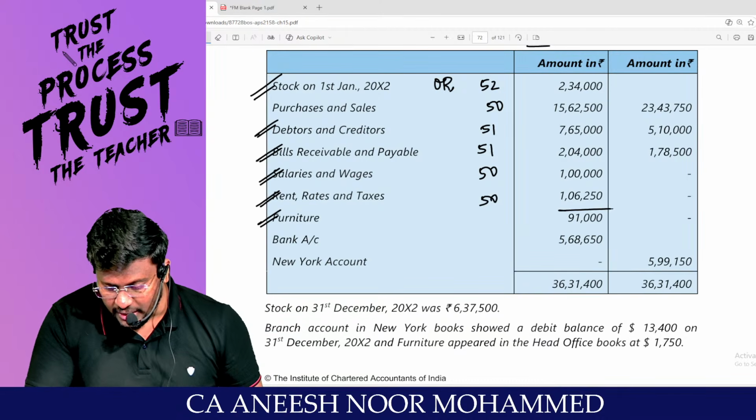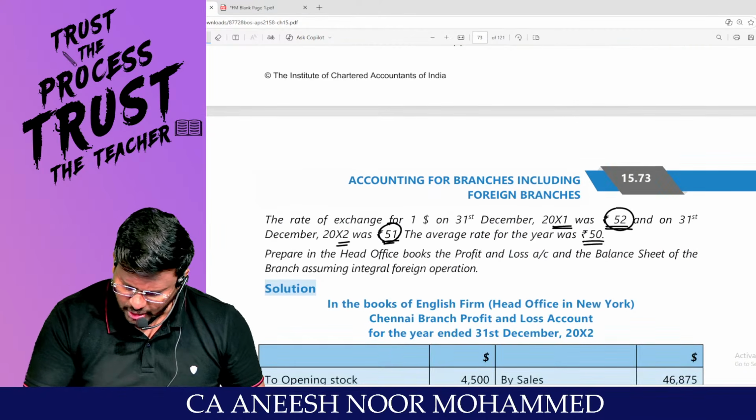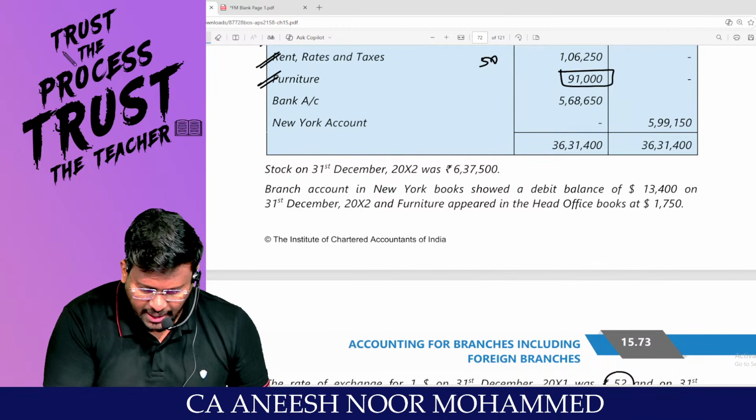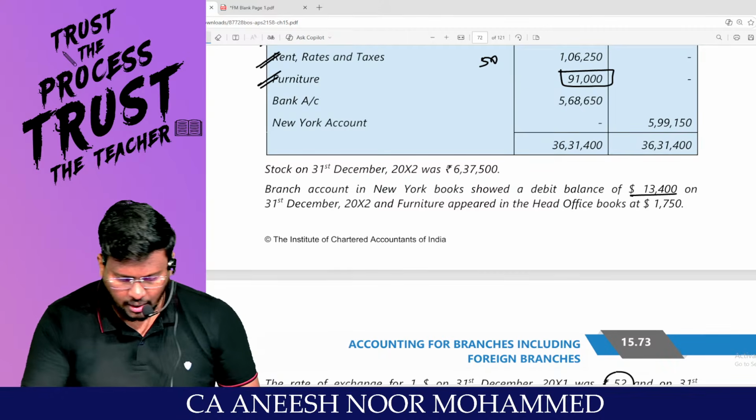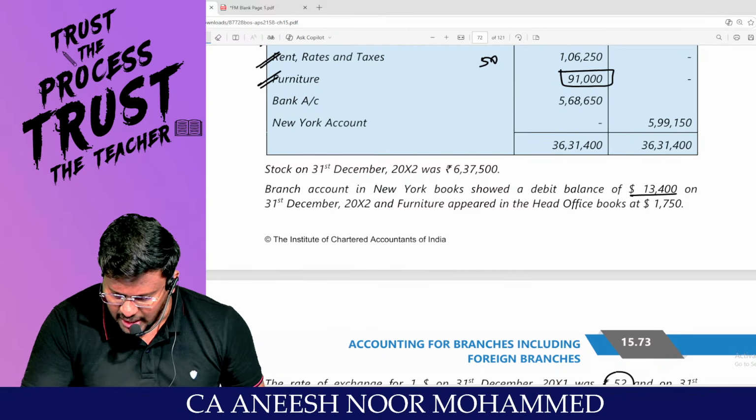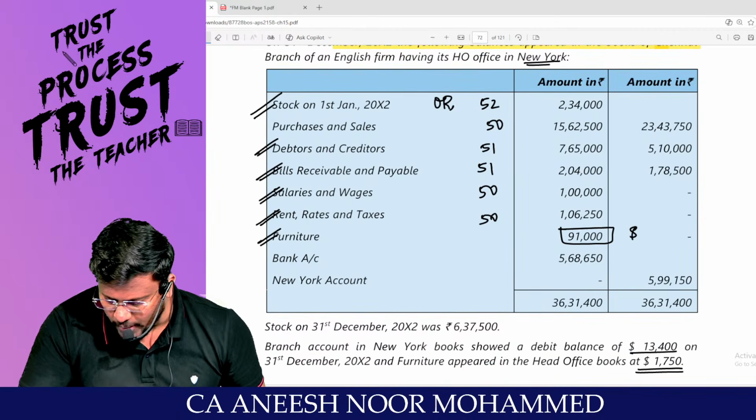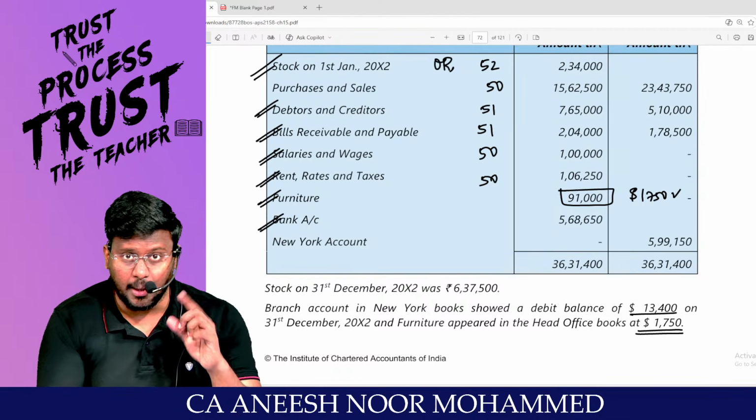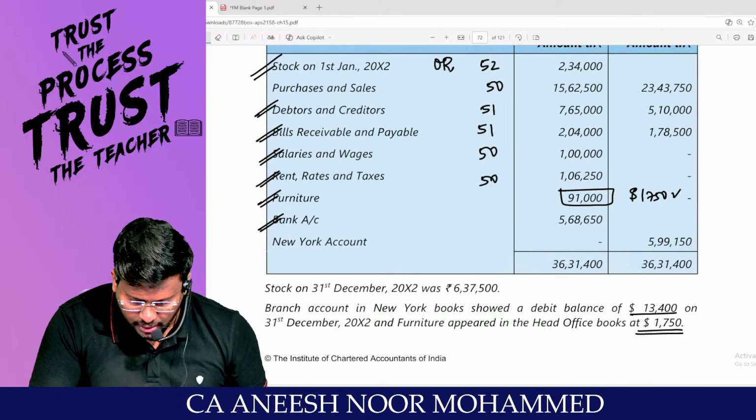Furniture, you have to take the furniture rate, the asset rate. On furniture, you have to check, is there anything specific? Branch account in the New York books showed a debit balance of $13,400 on 31st December and furniture appeared in the books at 1750. So for furniture, the actual dollar amount has been given, 1750. Bank account, again a monetary item. For monetary items, closing rate should be taken. 51 is the closing rate.